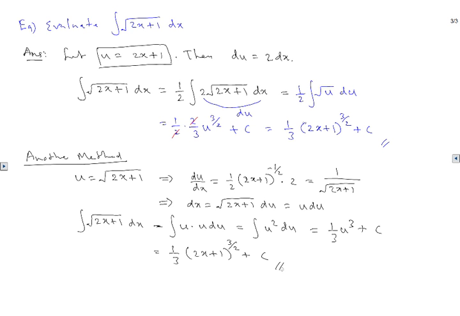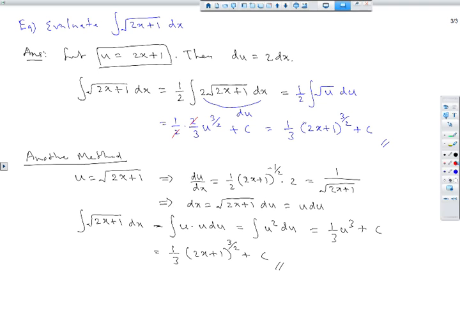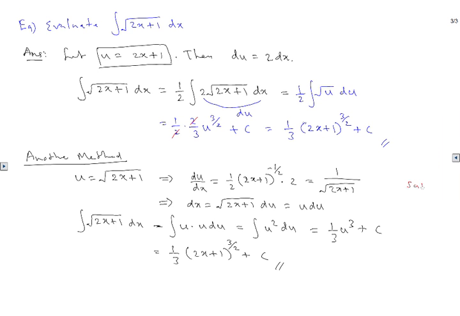So it's not just one substitution. Some substitutions are easy to work with, some substitutions are difficult to work with. That's the whole point here. But at the end you get the same answer. So these two are the same. Okay, that and that should be the same. You see it's the same.